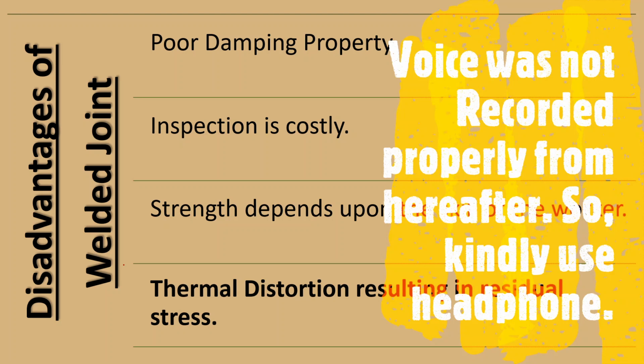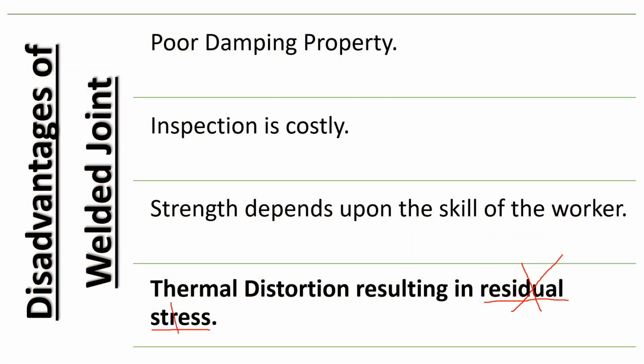Now let's talk about the last disadvantage of the welded joint, which is residual stresses. These residual stresses are bad elements. We don't want them. And what are residual stresses? Residual stresses are the stresses which are developed in a body or in any structure without the application of external stress. So this is basically a type of stress which is present inside the structure when there are no external forces acting on the body.